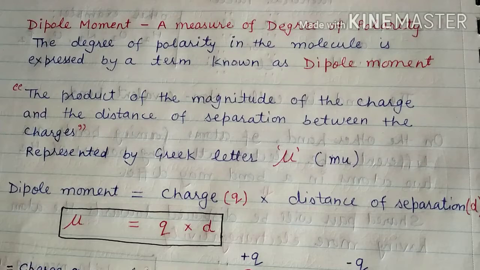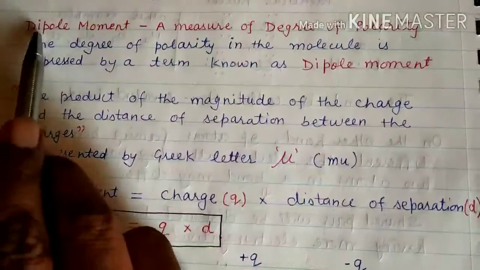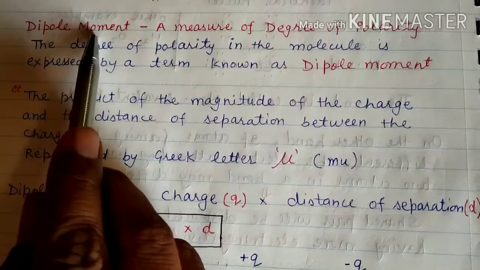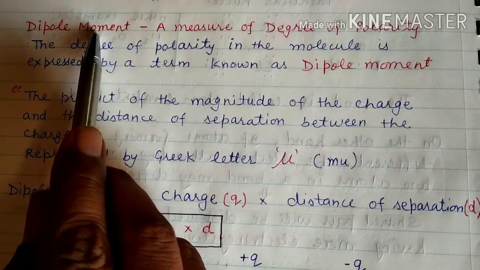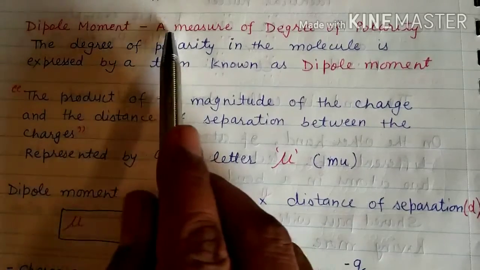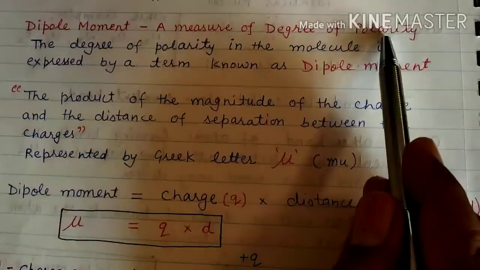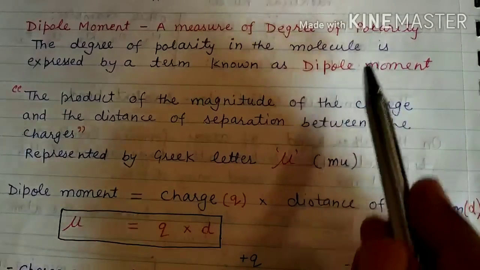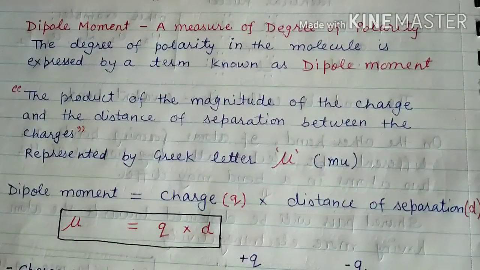Hello students, today in this class we shall discuss the topic dipole moment. This topic is from the unit chemical bonding and molecular structure. Dipole moment is a measure of the degree of polarity. It means it will measure the degree of polarity in a molecule, right?